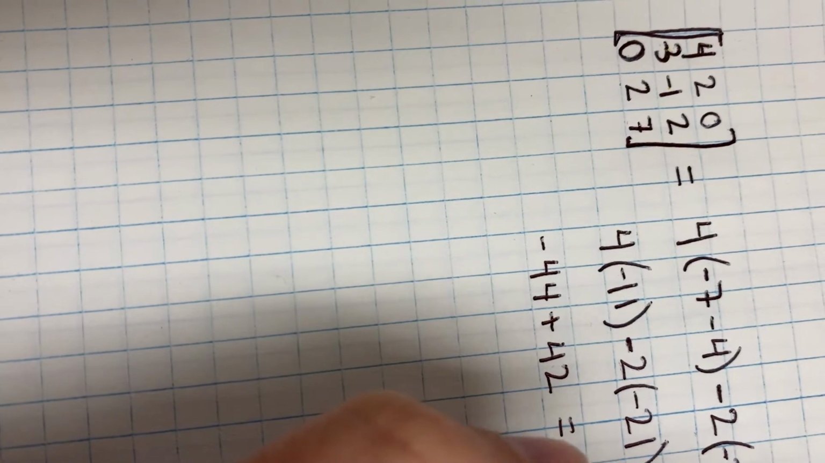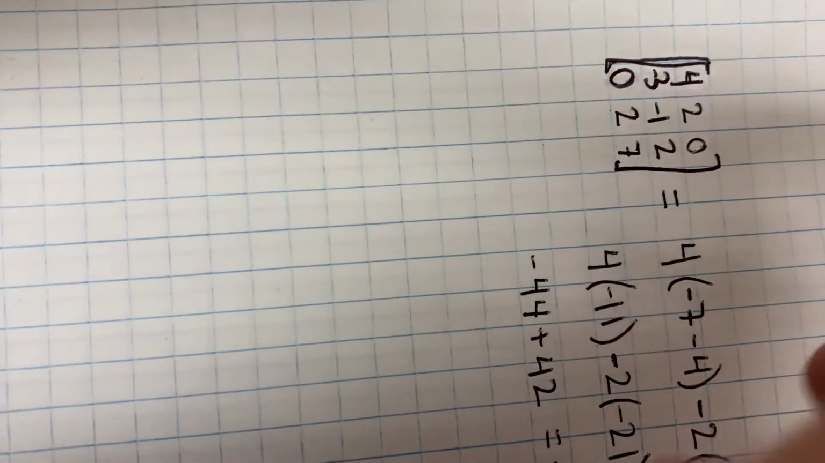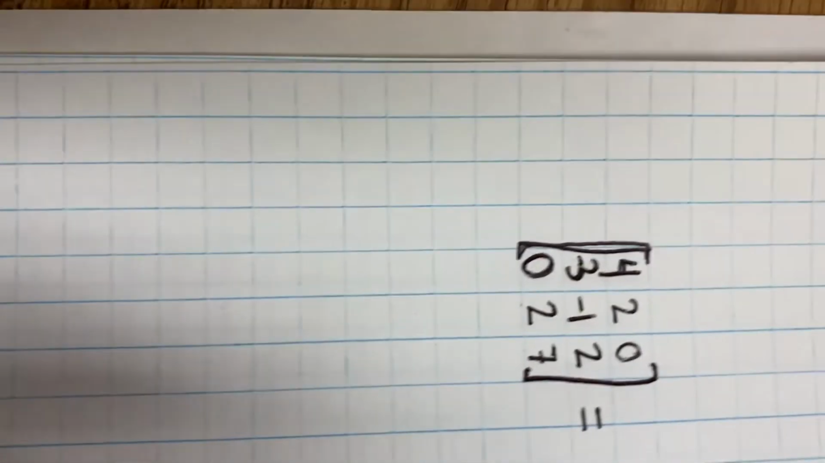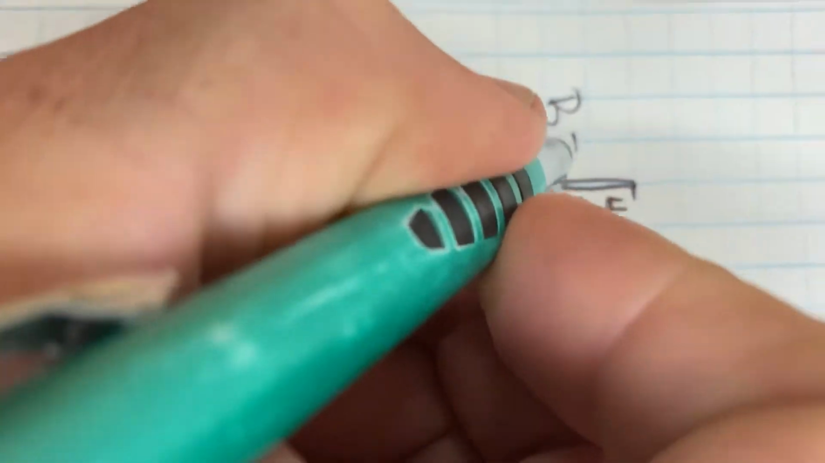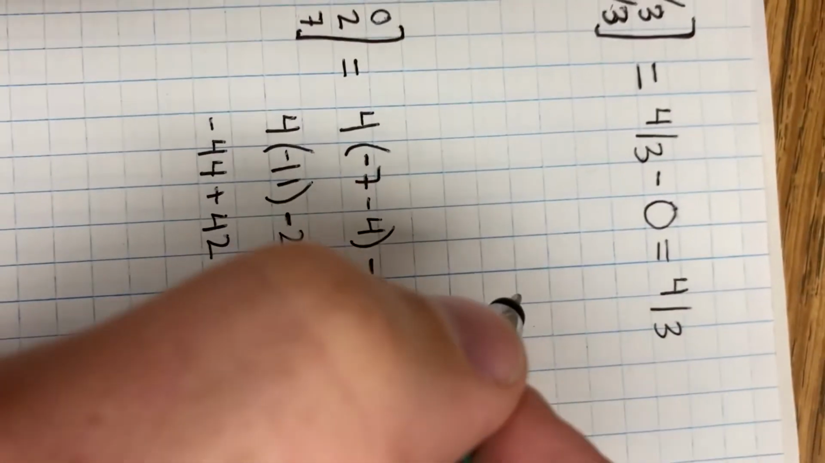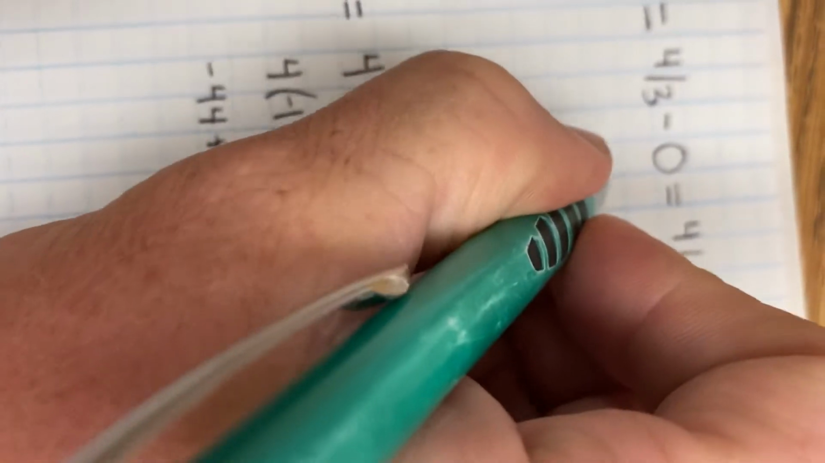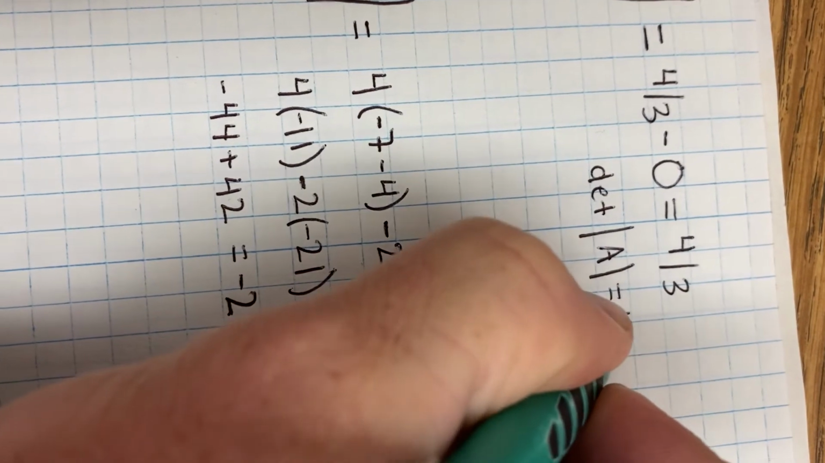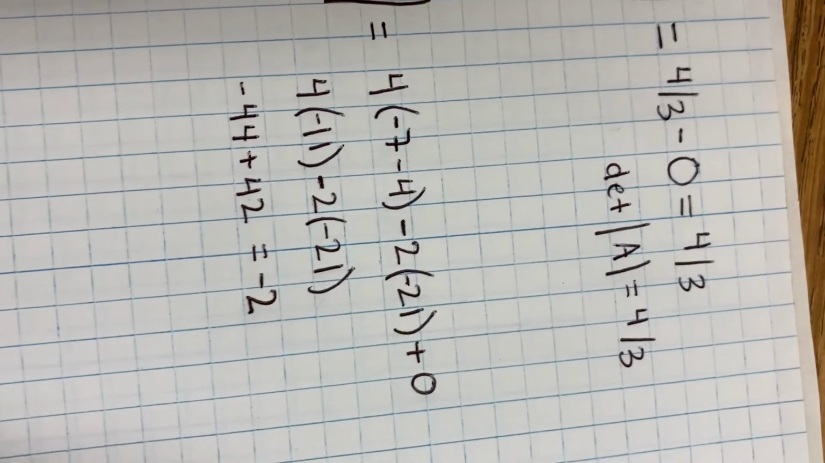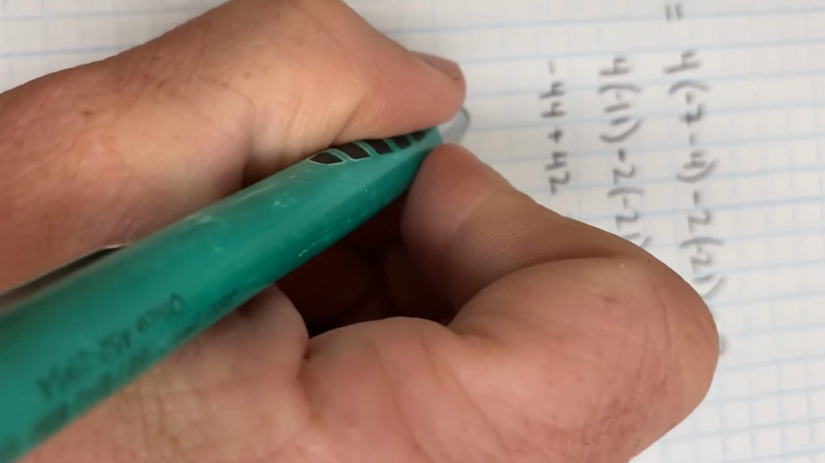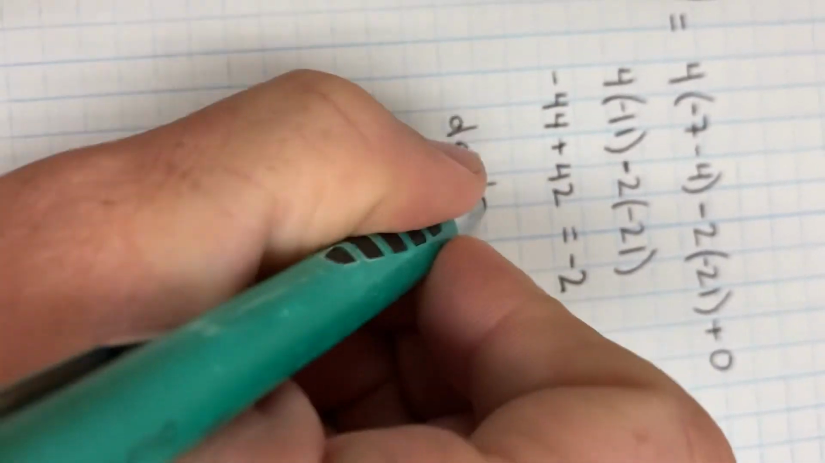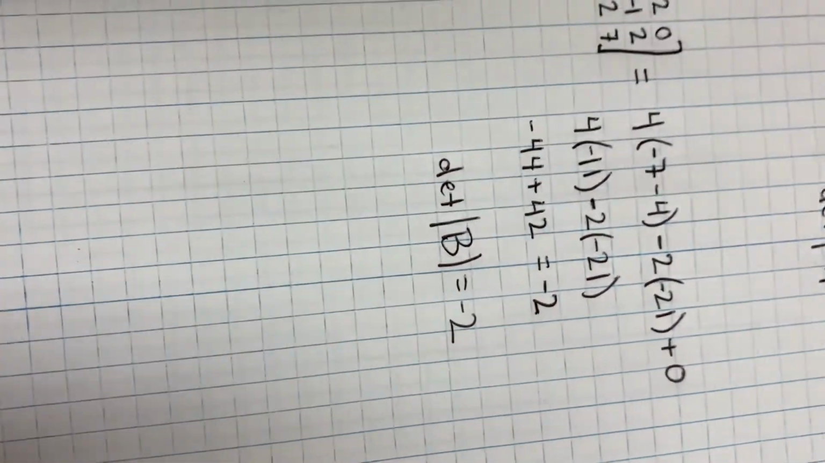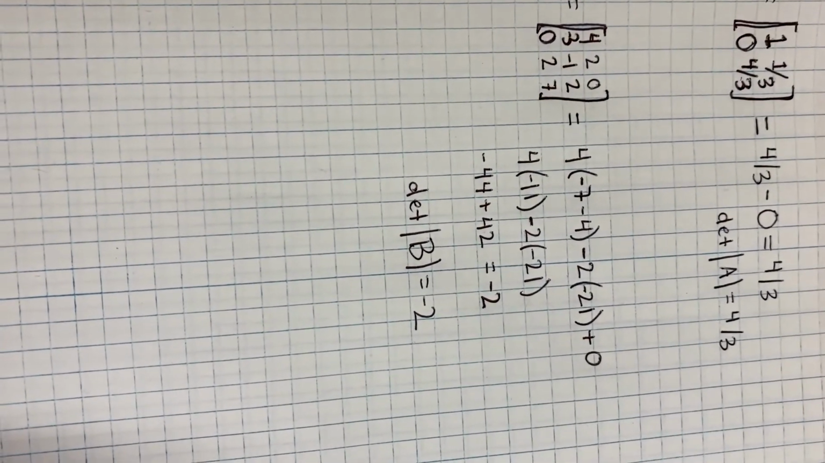So for the determinants, I'll call this one A, up here, and I'll call this one B. So I can say up here, my determinant of A equals 4/3. Okay, and down here, my determinant of B equals -2. Okay, so that is how you find the determinants by hand.